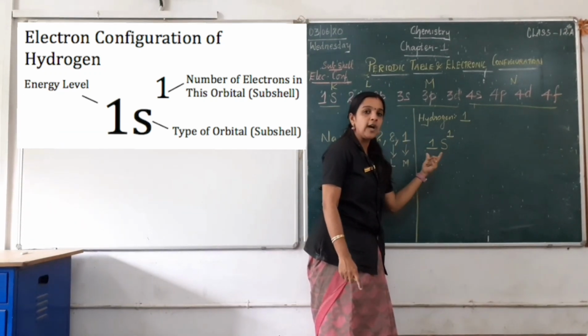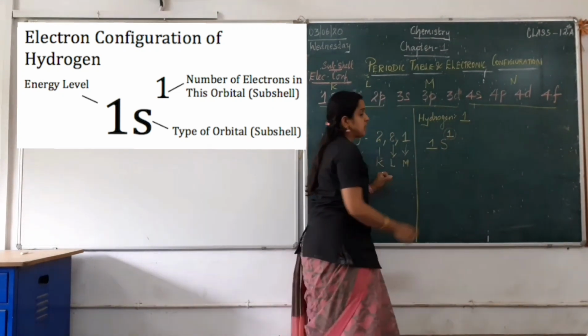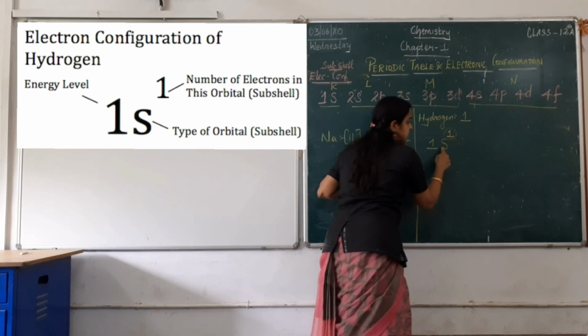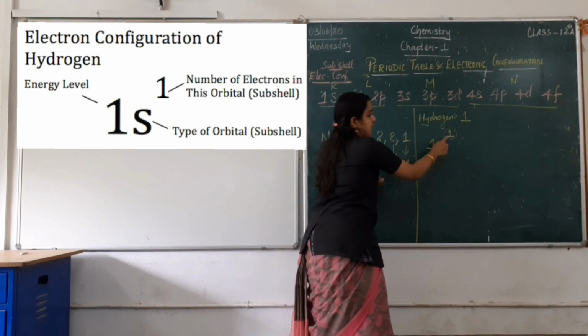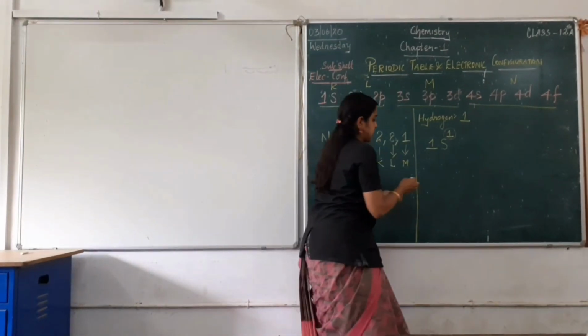And how do I know how many electrons are there? Now you can see a superscript here which is above the S. The number which is on the top of the S says the number of electrons that is belonging to hydrogen. I'll give you a few more examples.